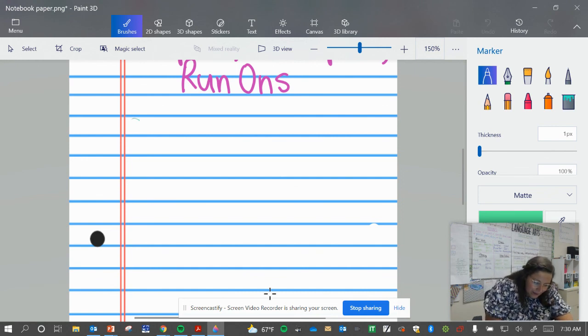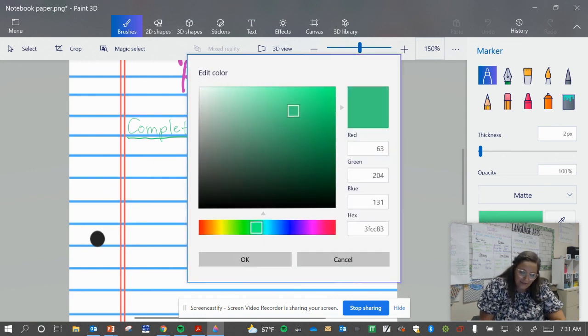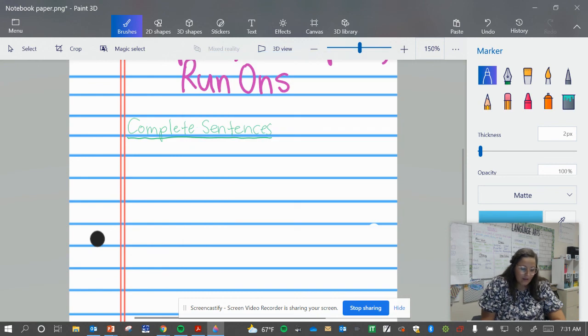So let's write complete. Make sure you're writing on the line, okay? Complete sentences. Okay, so write complete sentences and underline it like that, okay? And we're going to say complete sentences have, so do a little dot for a little bullet point. We're going to say have a subject and a predicate.